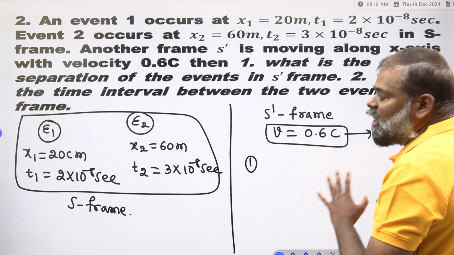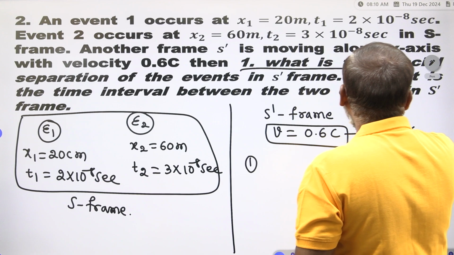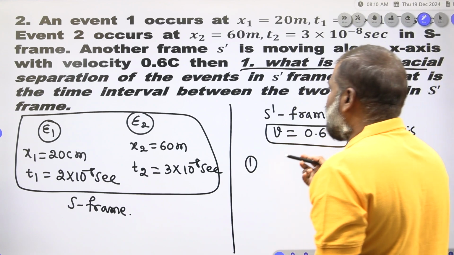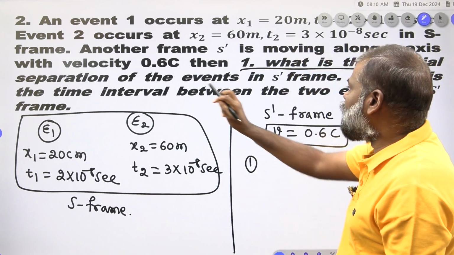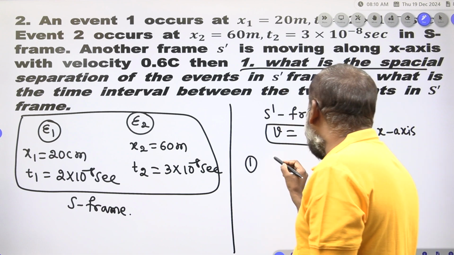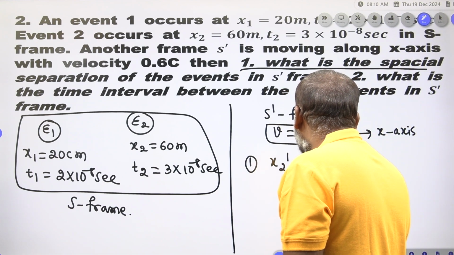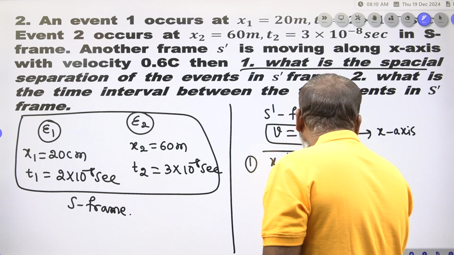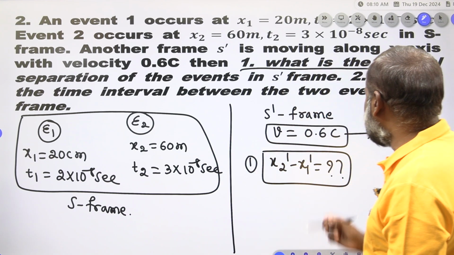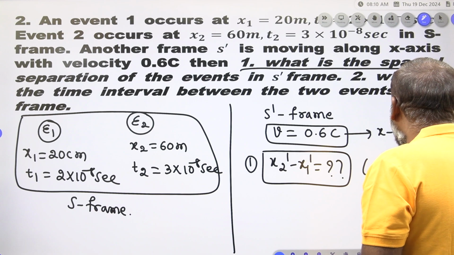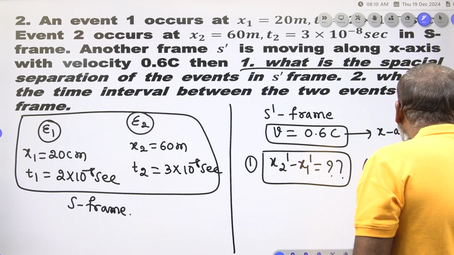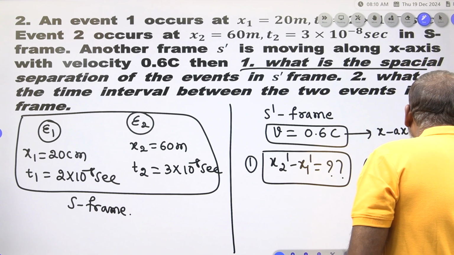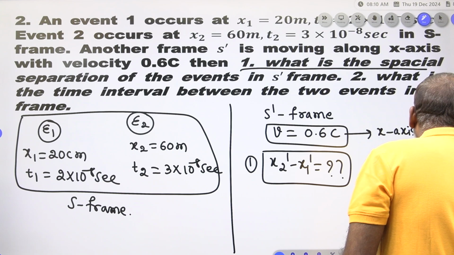After taking the data, what do they want? What is the spatial separation of the events in S dash frame? x2 dash minus x1 dash is equal to how much they are asking. This is the spatial separation. Which separation is it? Spatial separation.